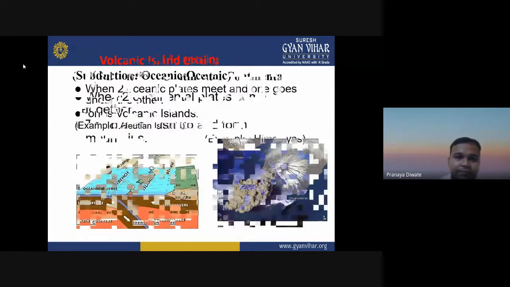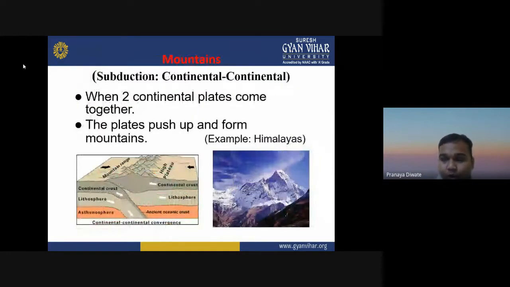Then you have a mountain, and how the mountain is formed. When two continents get close to one another, that is called continent-continent collision. The Himalaya is the best example of this. The plates push up and form the mountain.